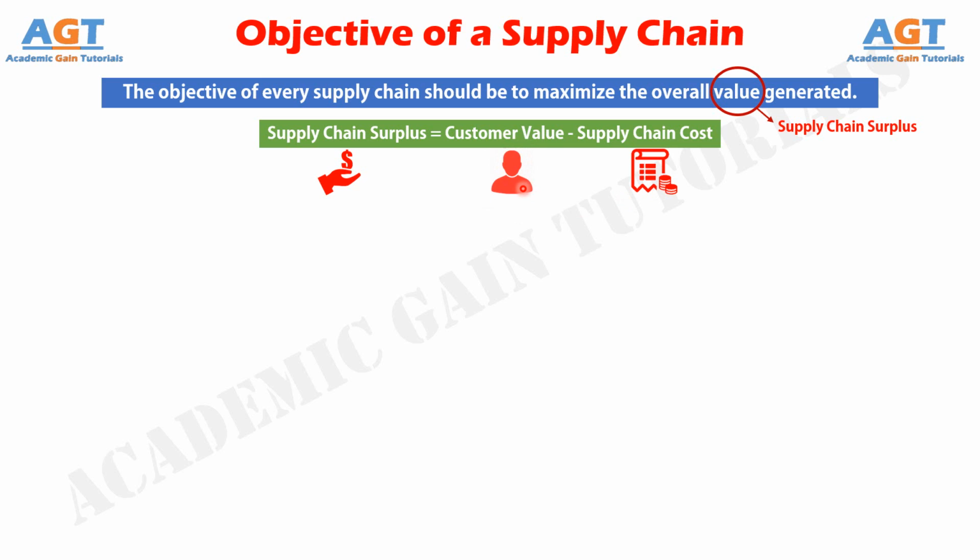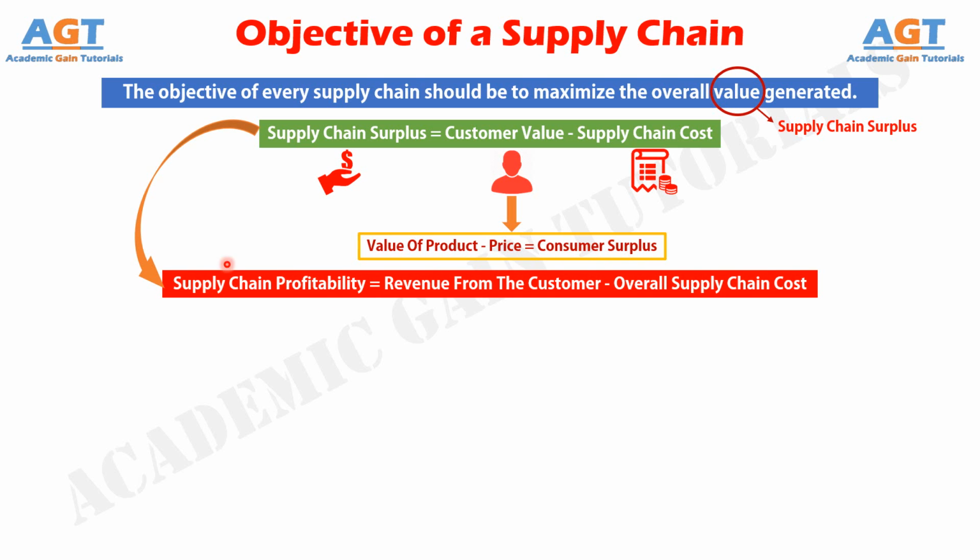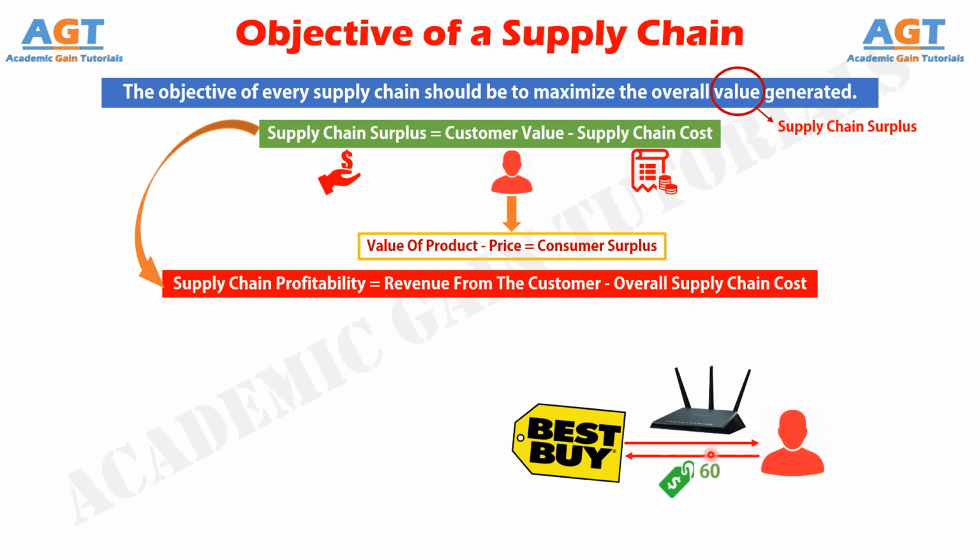The difference between the value of the product and its price remains with the customer as consumer surplus. The rest of the supply chain surplus becomes supply chain profitability, the difference between the revenue generated from the customer and the overall cost across the supply chain. For example, a customer purchasing a wireless router from Best Buy pays $60, which represents the revenue the supply chain receives. Customers who purchase the router clearly value it at or above $60. Thus, part of the supply chain surplus is left with the customer as consumer surplus. The rest stays with the supply chain as profit.